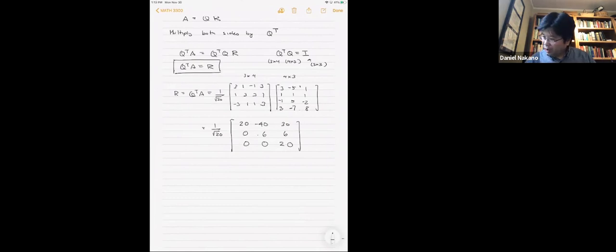Okay, so notice that R here is upper triangular. It's also invertible. And there are positive entries on the diagonal. Okay, so it's all the things that we said that it would actually be. All right, any questions on this? Okay, good.